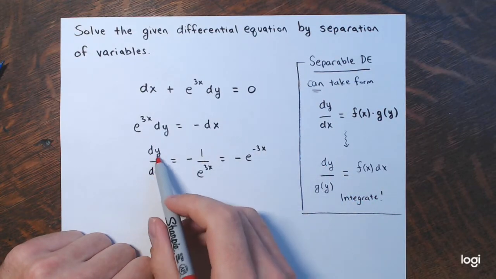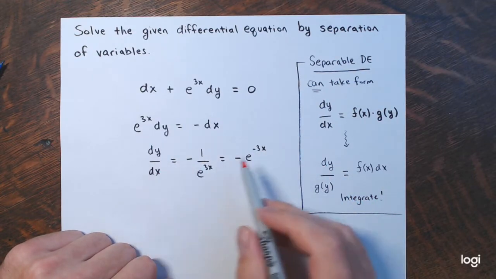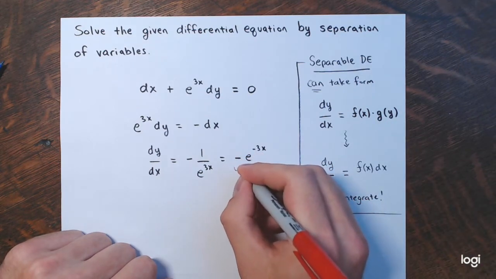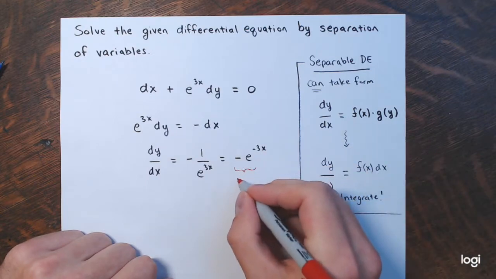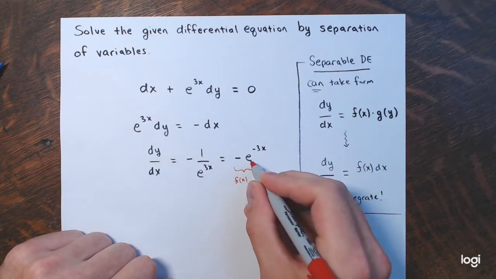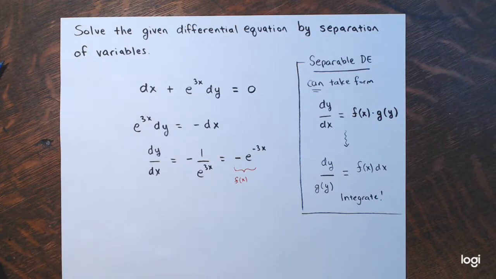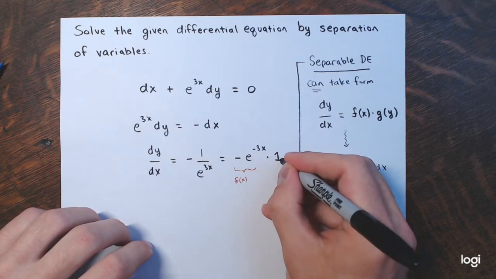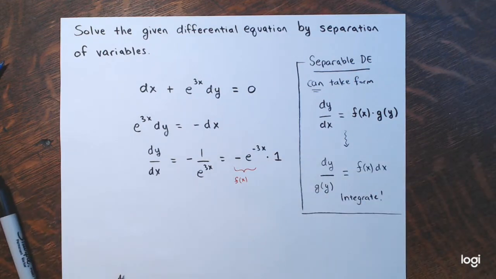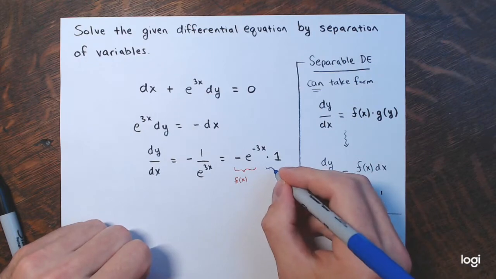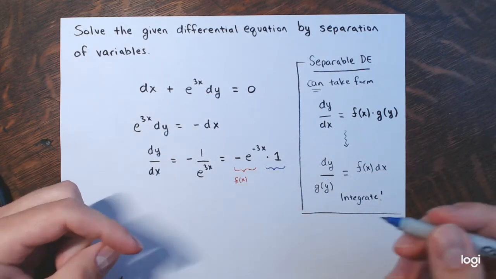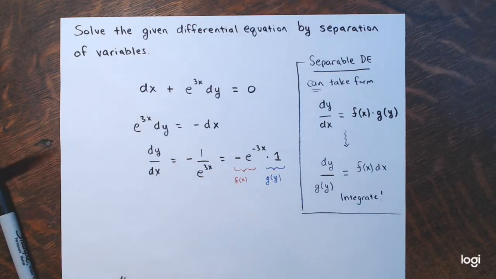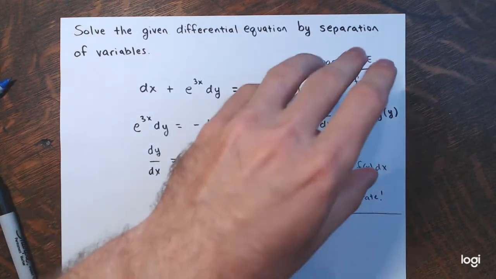So you see I've got my first derivative of y with respect to x on the left, and over here on the other side there's a function of just x. This would be f of x here, this negative e to the negative 3x. And the function of y, you could say, is just the number 1. Because you can put a times 1 on anything and it won't change the value, and we'll call that g of y. So you see I do have a separable equation, because I could make it take this form.